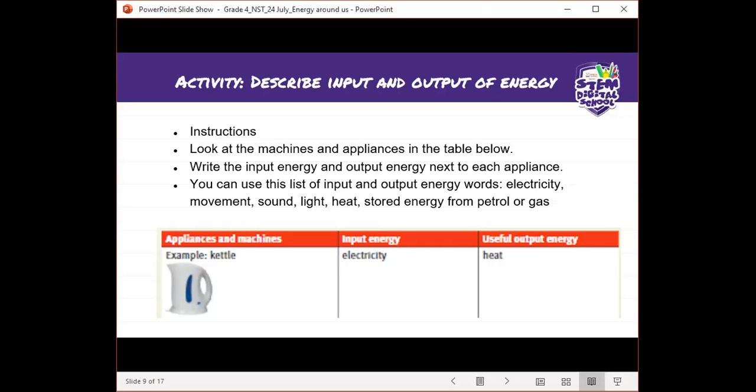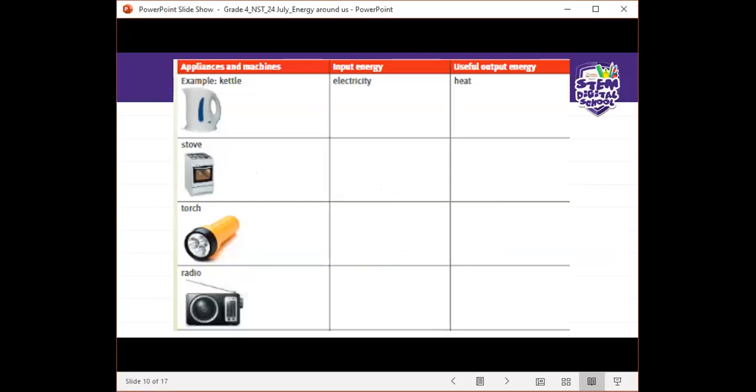All right, so let's get on with the activity. Malik, I see your long text. I will get to you, don't worry, I will get to you. Right. Okay, cool. So the next appliance or machine is the stove. What is the input energy of the stove? Okay, Zoe, guys, you can send through your answers in the group or raise your hand.